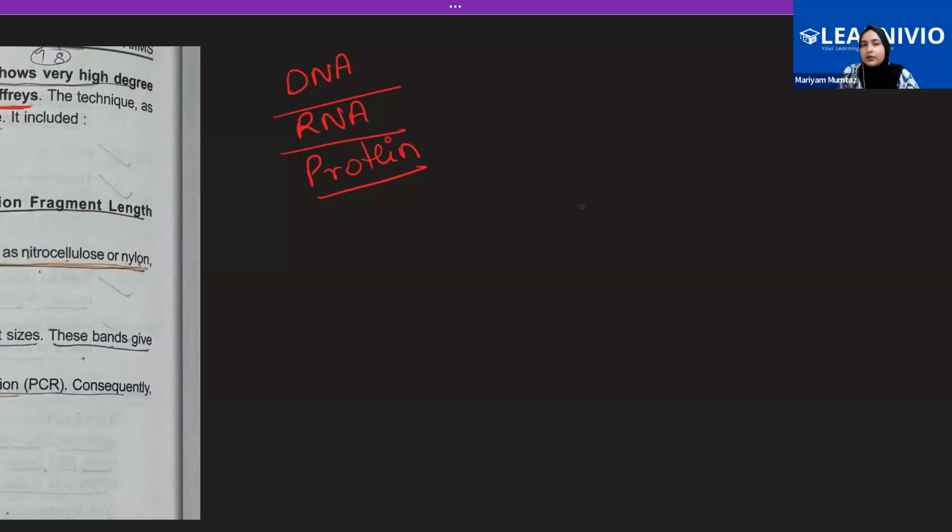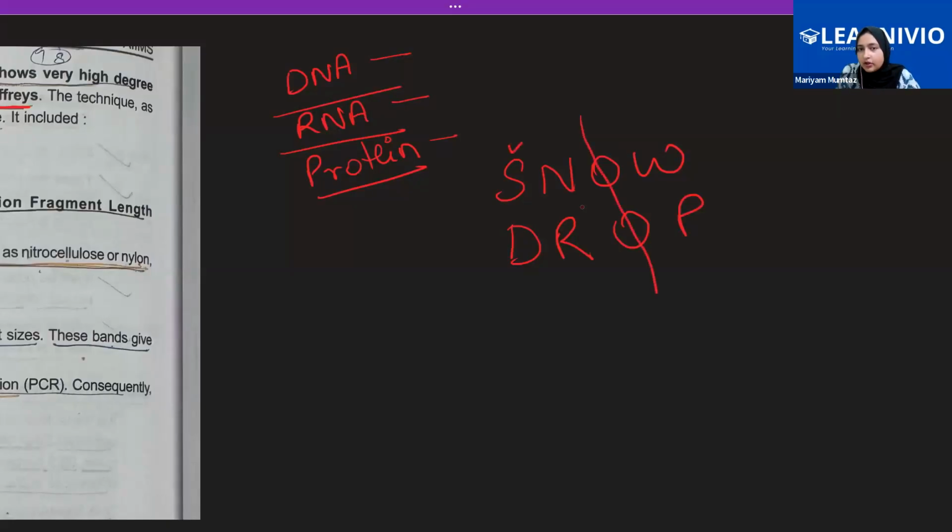So you have to remember which one. DNA, RNA, and protein each have different blotting techniques. For a trick I'll give you, you'll write snow and you'll write brown. Okay, then you'll cross the O's. So southern blotting is for DNA, northern blotting is for RNA, and western blotting is for protein. So these are the different blotting techniques used for the different biomolecules.